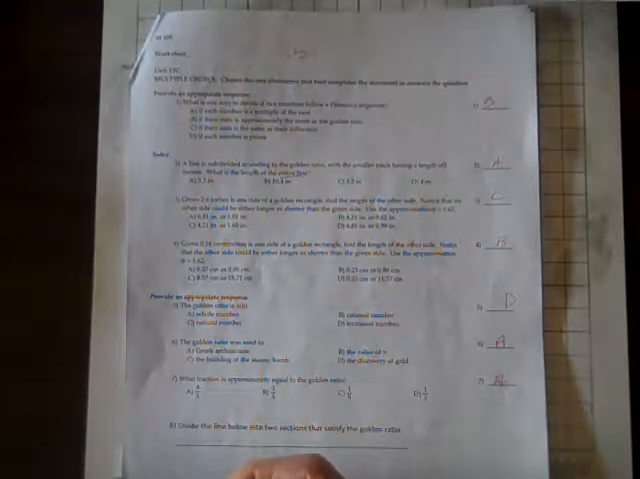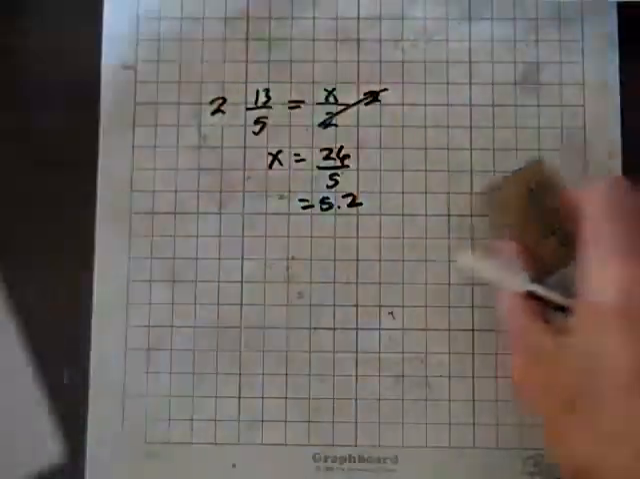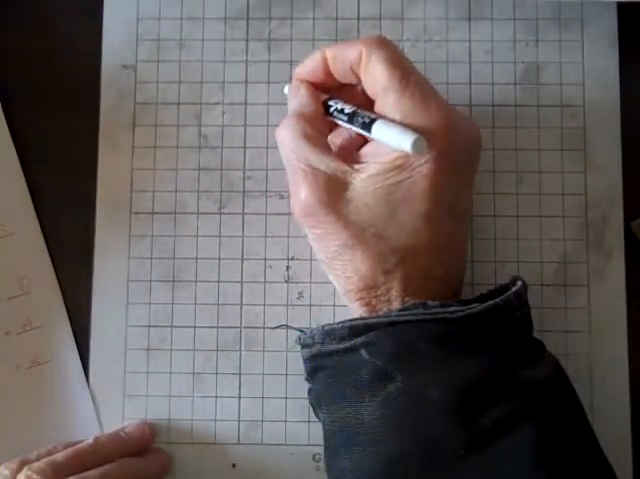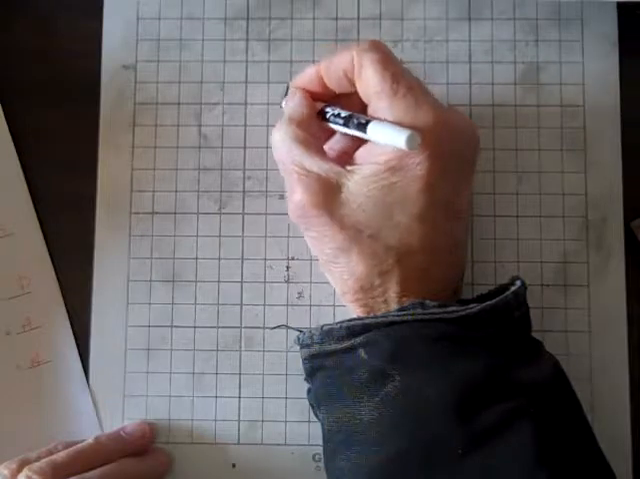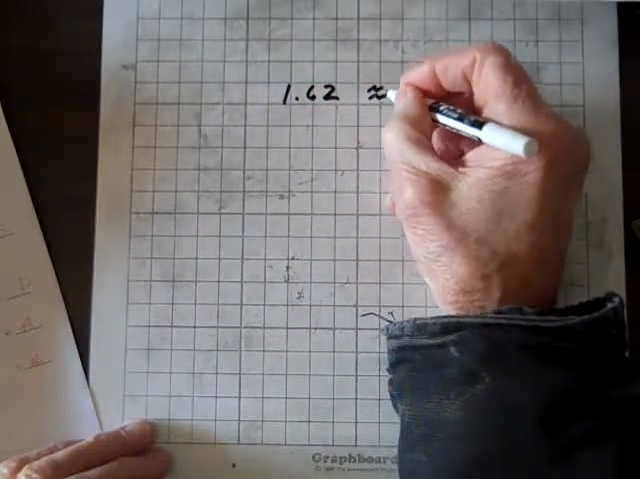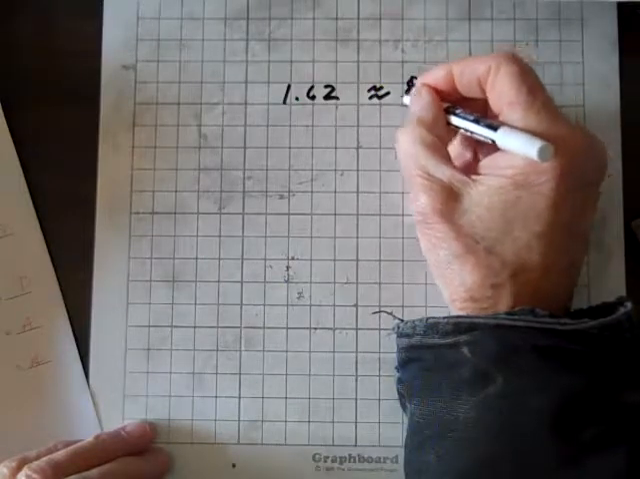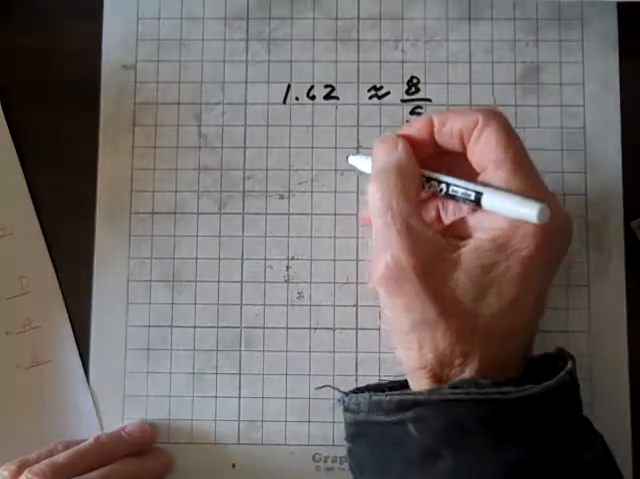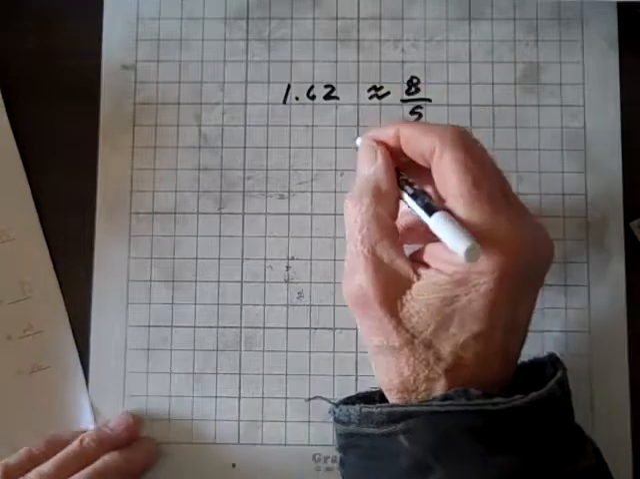So number 3, given 2.6 inches is one side of a golden rectangle, find the length of the other side. Notice that the other side could be longer or shorter than the given side. So here's what we'll do. An approximation of the golden ratio is 1.62, which is approximately 8 over 5. The actual golden ratio I'll get to in a moment.